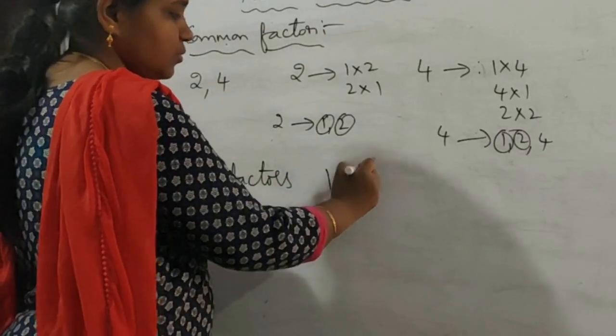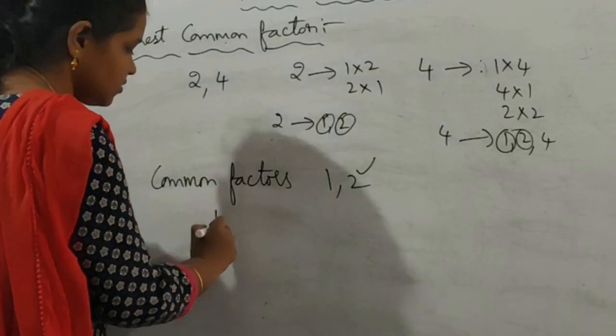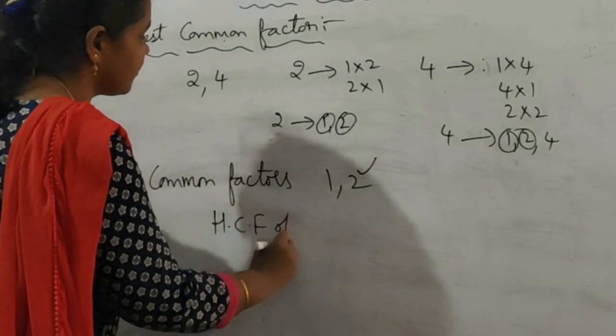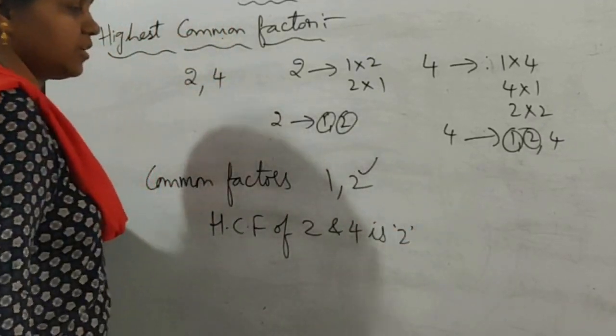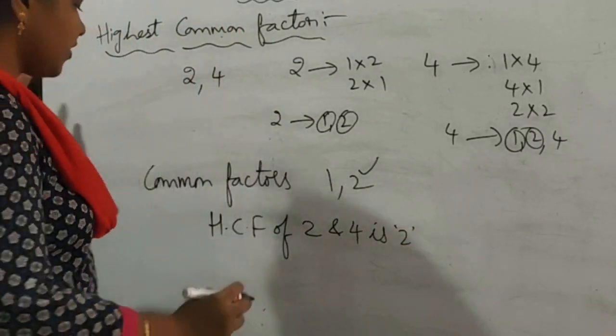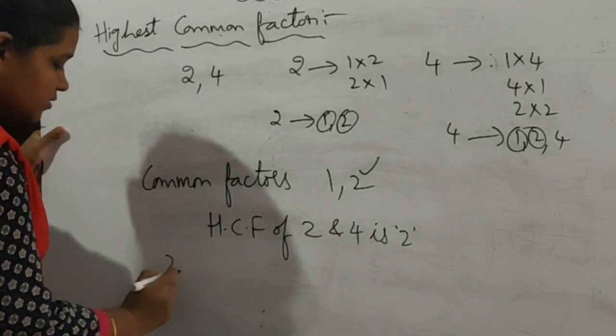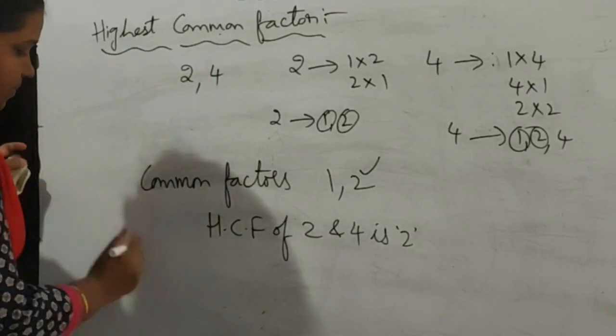What is the highest one? 2. 2 is the highest common factor. So the HCF of 2 and 4 is 2. Similarly, we can find the highest common factor for, suppose say, 9 and 12.